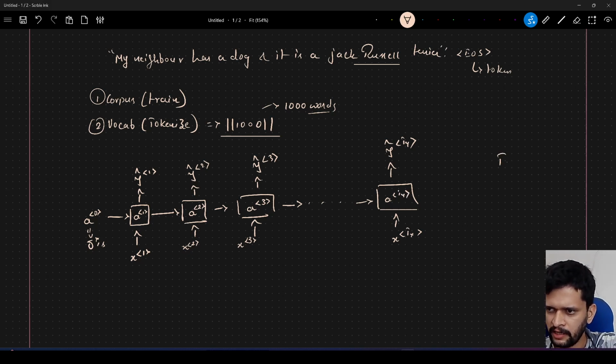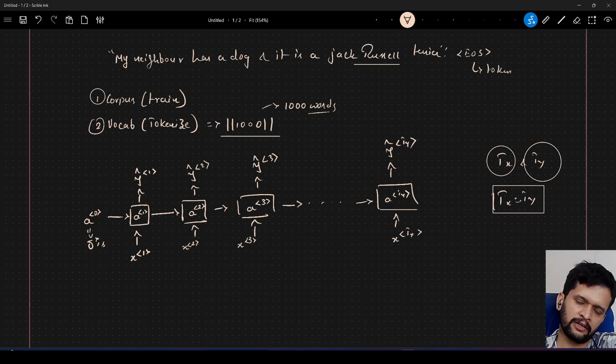What are this TX and TY? The length of the input sequence and the length of the output sequence. For now, assume TX is equal to TY. So if we have 10 tokens in our input sentence, we are expecting 10 output tokens, just for simplicity.